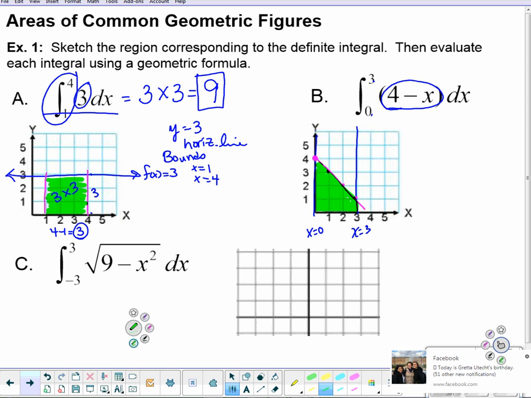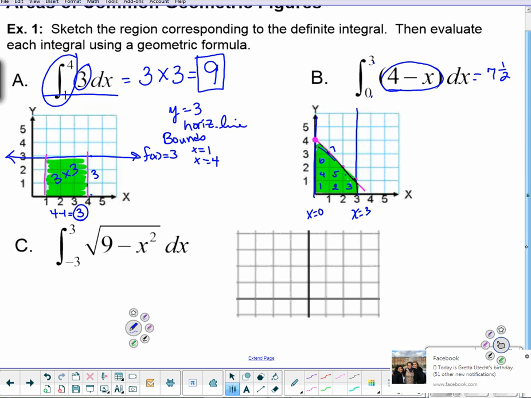Not quite a triangle. It's a trapezoid, isn't it? You know what I think I'm going to do? I'm going to count squares. 1, 2, 3, 4, 5, 6, together 7, 7.5. Just getting the geometry under that curve.